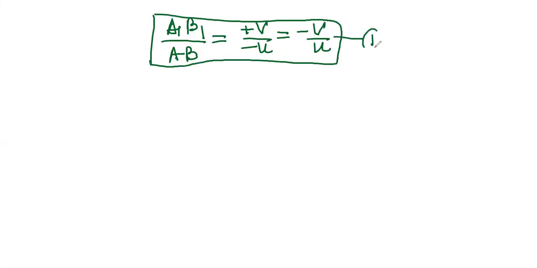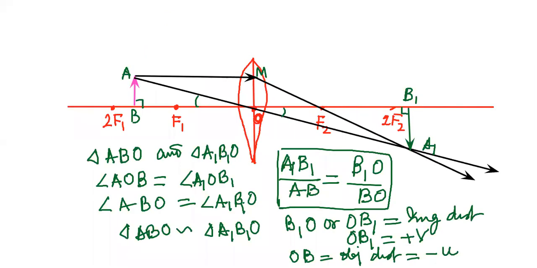Now I will turn the page once again, and move on to the previous page. Now we'll be considering two more triangles over here. Which two triangles will we consider? Let me write over here: triangle MOF2 and triangle A1B1F2.